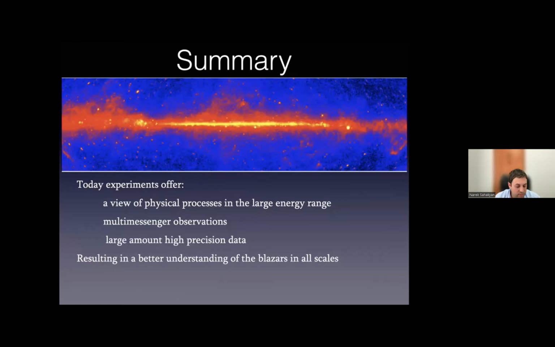What I want to summarize here is that today the experiments offer a view of physical processes over a large energy range, from radio to very high energy gamma ray band, plus you have the possibility of multi-messenger observation, and you have a lot of data accumulated from blazar observations, both historical and from this period. So this will all result in a better understanding of blazars at all scales. And this means that this field of research on AGN and blazars will be one of the most active topics in astrophysics in the next few years, because you have a lot of new events observed by IceCube and more flaring blazars coinciding with them. So this will continue to remain a hot topic.